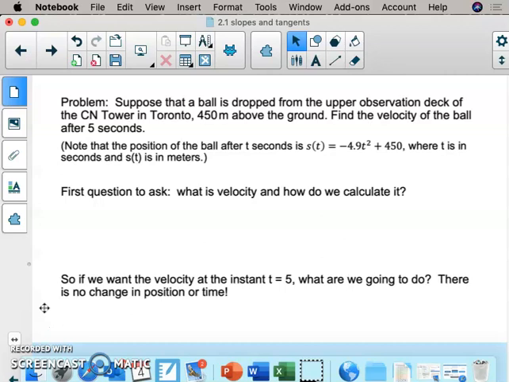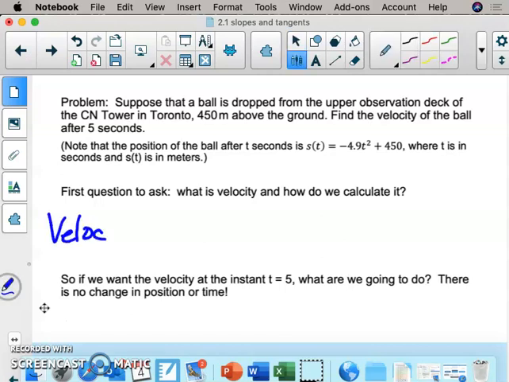Okay, so first question we need to ask is, what is velocity? I've given you, by the way, note the position of the ball after t seconds is s of t equals negative 4.9 t squared plus 450. That's the position of the ball, meaning the distance from the ground, essentially. So when t is 0, at time 0, we're 450 meters above the ground. All right, so that's our position function, but I didn't ask for position. I asked for velocity.